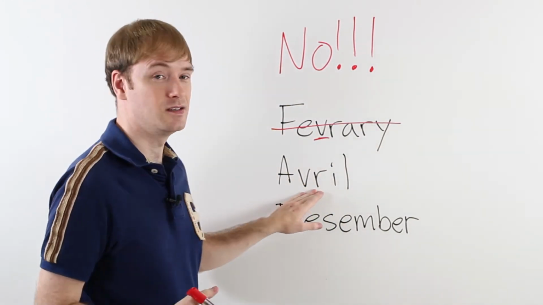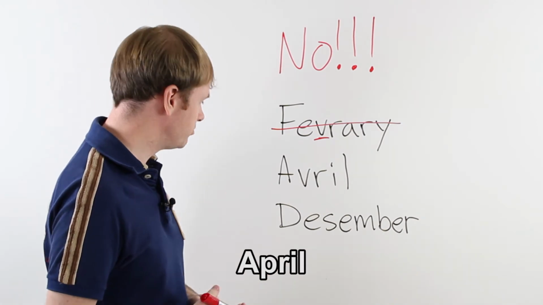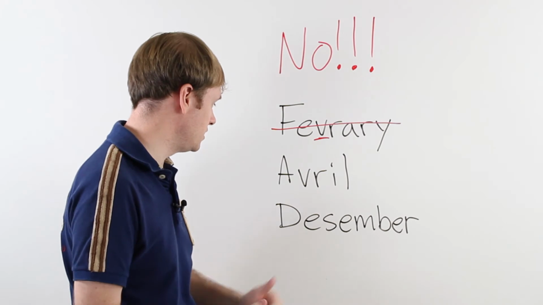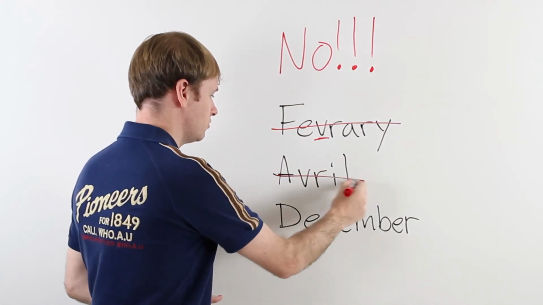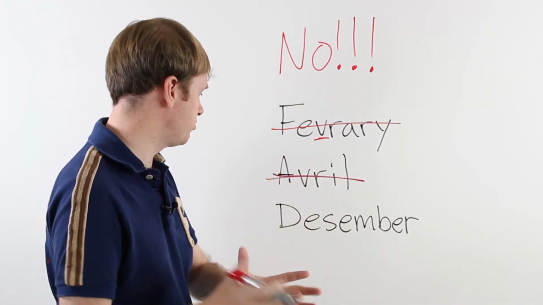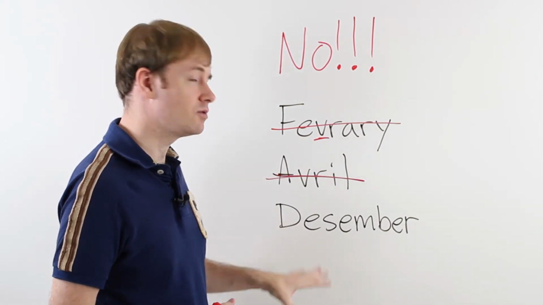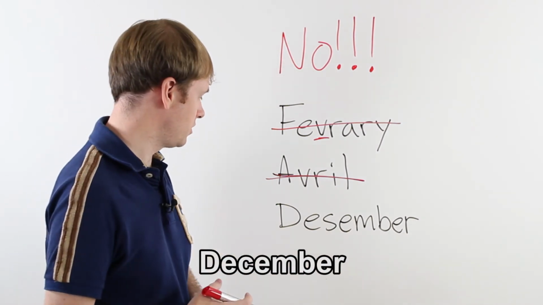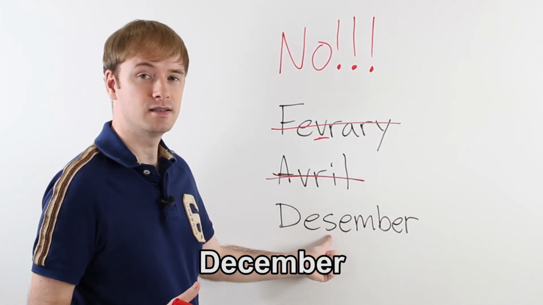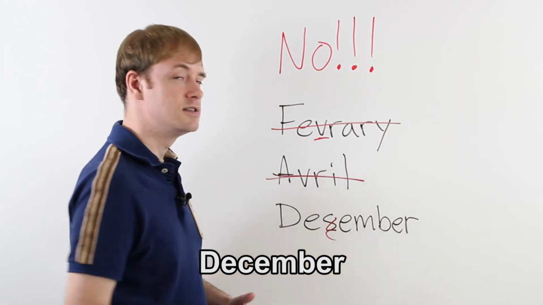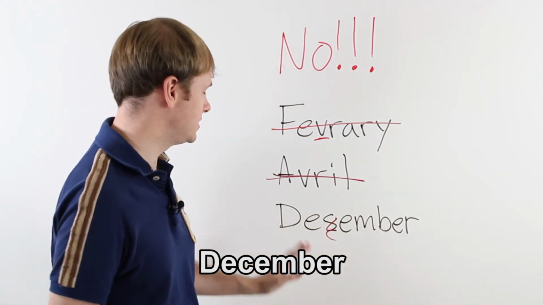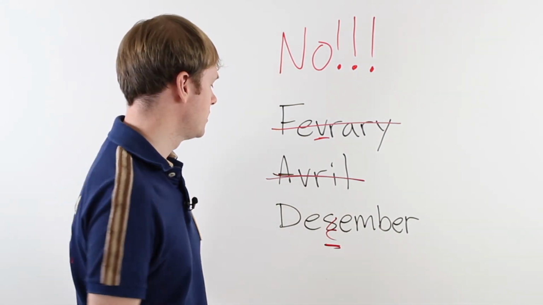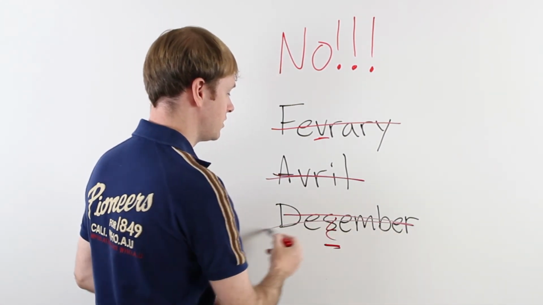The next one is April, but they're writing a V. I don't know why, but they're writing a V. This should be a P. And the last one, I can understand the mistake. December. I understand because this is actually a C. It makes an S sound, but you need the C. So don't write it with an S.